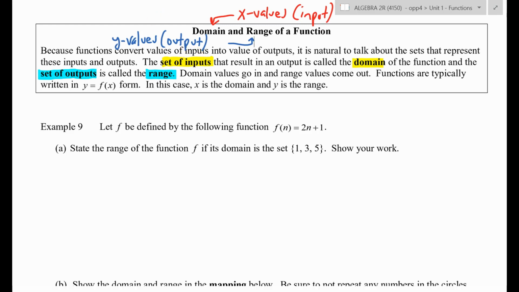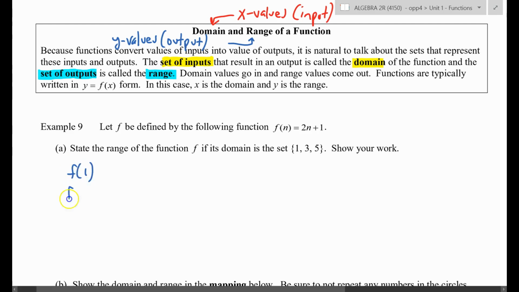So, here's what I got. I have a function, same way we defined it last class. I want to state the range if the domain is 1, 3, 5. What does that mean? It means the only values that I'm allowed to use or input are 1, 3, and 5. So what am I going to do? Well, I'm going to plug in 1. I'm going to plug in 3. I'm going to plug in 5.